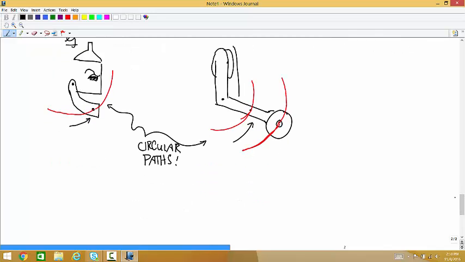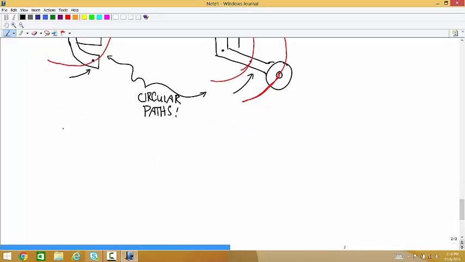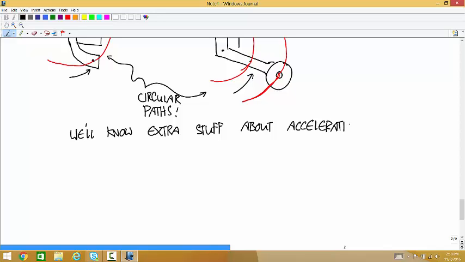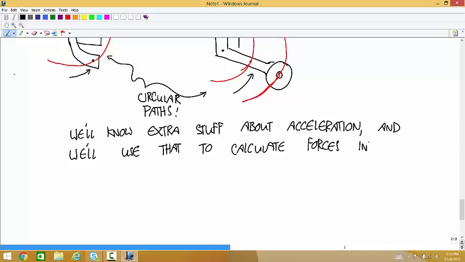And circular motion, the idea is we'll know some extra stuff about acceleration and we'll use that information about acceleration to figure out forces in Newton's second law.